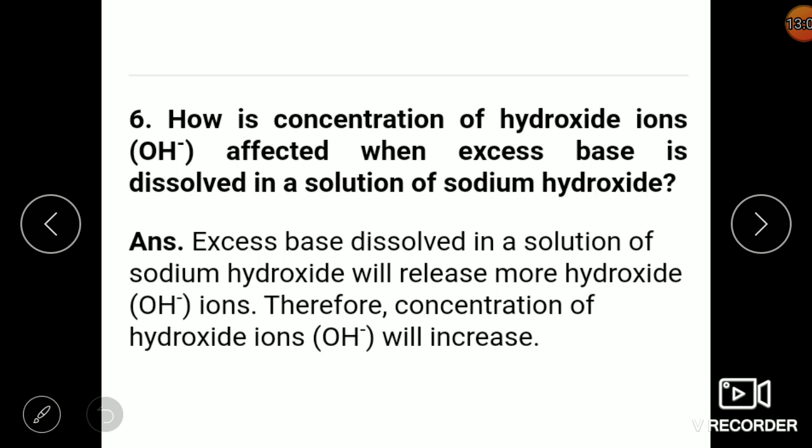Okay, so sodium hydroxide is a base because it furnishes OH minus ion. Now they have said that if you're adding some more OH minus ion in the solution of sodium hydroxide, then how will the concentration get affected. So excess base dissolved in a solution of sodium hydroxide will release more hydroxide ion. Therefore, the concentration of hydroxide ions OH minus will increase, and as a result, the overall basicity of the solution will reach maximum value.